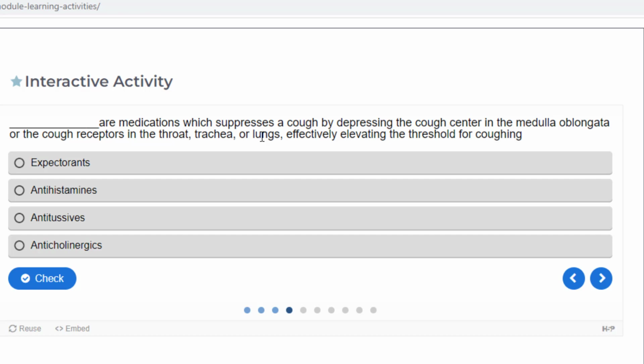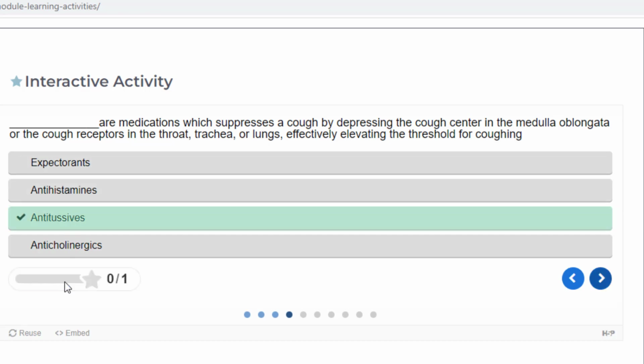Then antitussives. So this would be dextromethorphan. Okay, that's one of them, which would be the one that you can get over the counter, the DM in Robitussin DM, or the DM in Mucinex DM. But there are also antitussives that are codeine-based, and those codeine-based antitussives are behind the counter. Those need a prescription. And then anticholinergics mentioned, ipratropium, tiotropium. Those are two that would end in tropium, but those anticholinergics are really to open up the lungs. So antitussives would be it here.